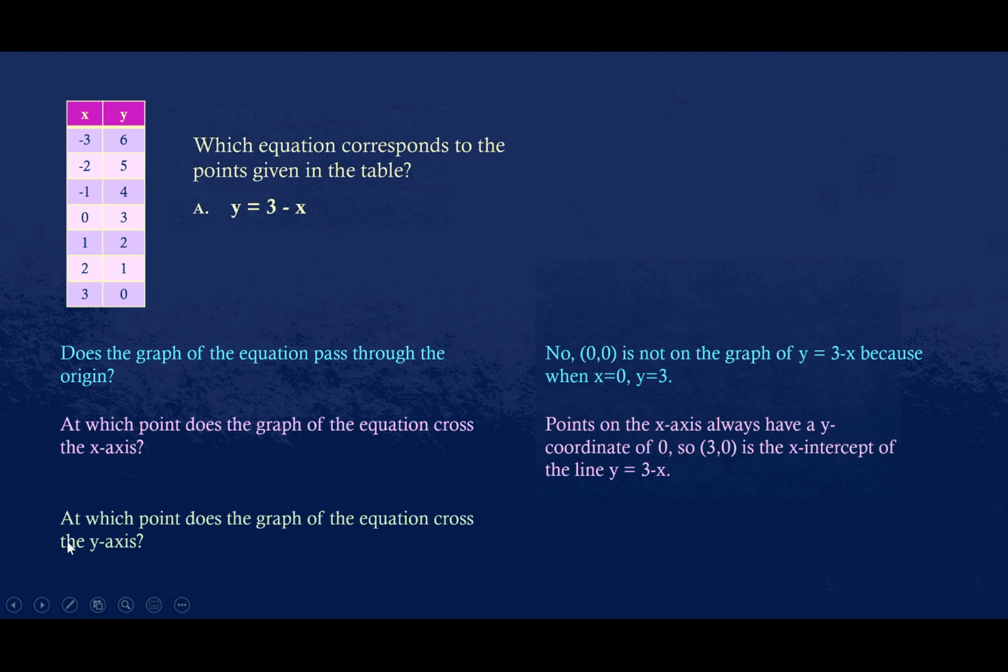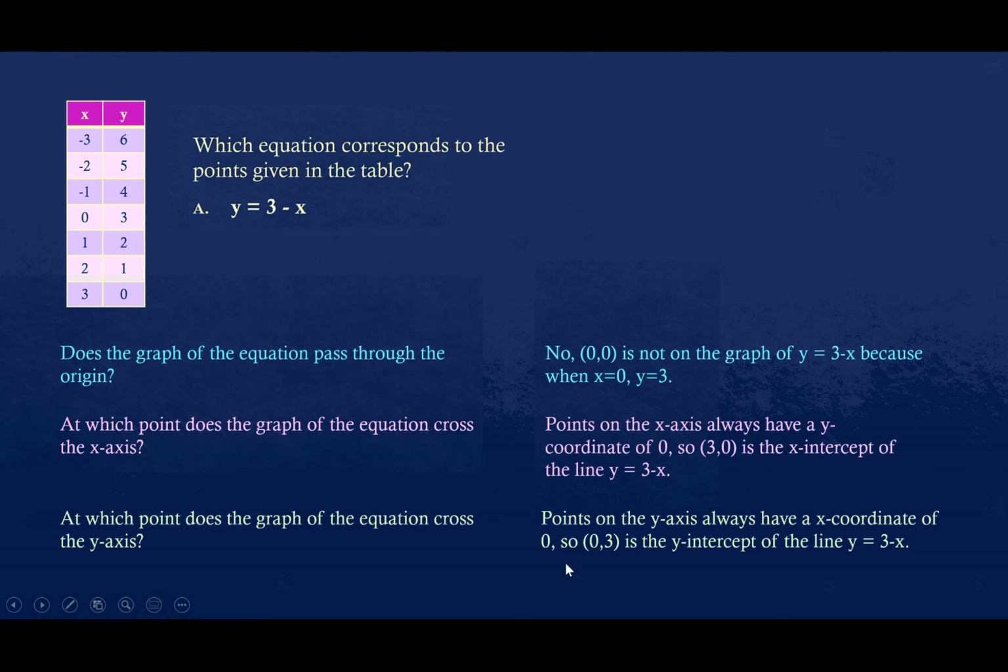Now the next question asks, at which point does the graph of the equation cross the y-axis? Almost the same question as this one, but instead of talking about the x-axis, we're talking about the y-axis. So what we're looking for is the y-intercept point. Now, if the y-coordinate is always 0 on the x-axis, then which coordinate is always 0 on the y-axis? If you're thinking that x would have to always be 0 on the y-axis, you are correct. So points on the y-axis always have an x-coordinate of 0.